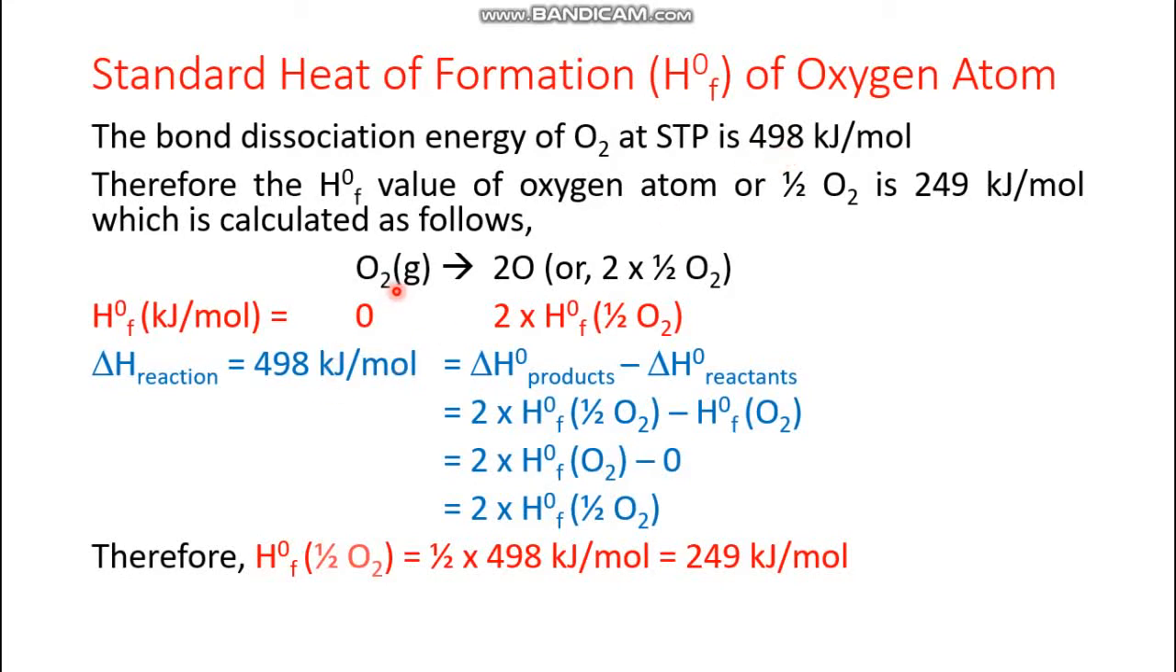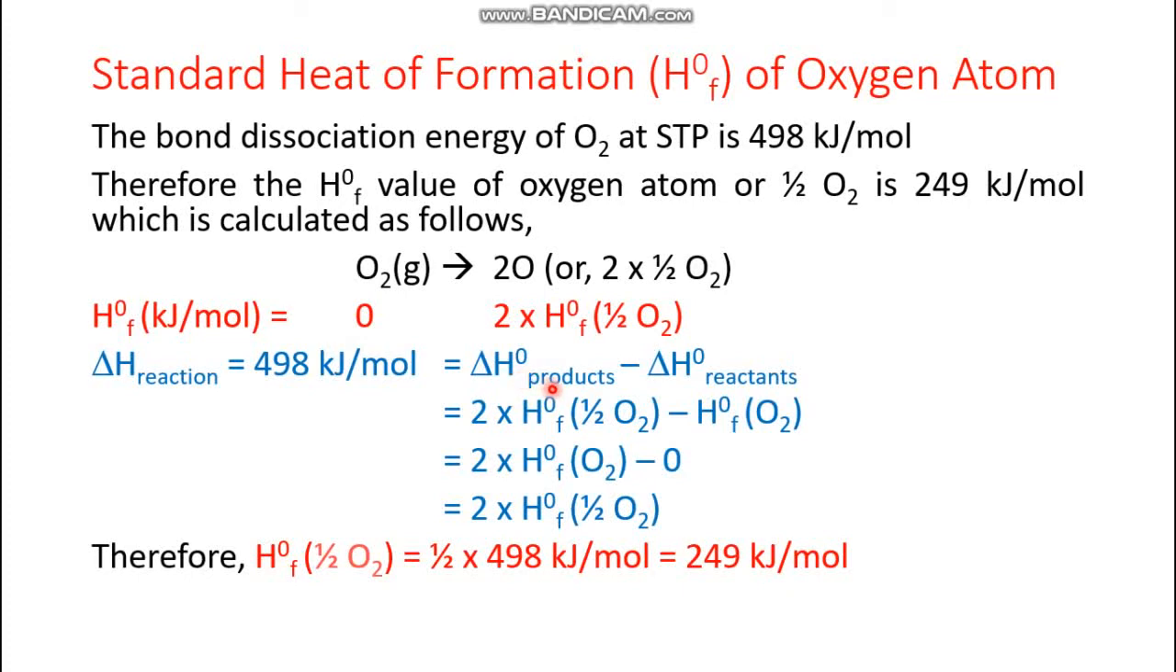How is this calculated? O2 is the most stable elemental form, so it should have the H0F value 0 as defined earlier. And what is the H0F value of O? We do not know this. So let us suppose that value is H0F, and this is multiplied by 2 for 2 number of species. Okay. And the delta H of this transformation has been calculated to be 498 kilojoule per mole. So this is nothing but H0F of the product minus H0F of the reactants.